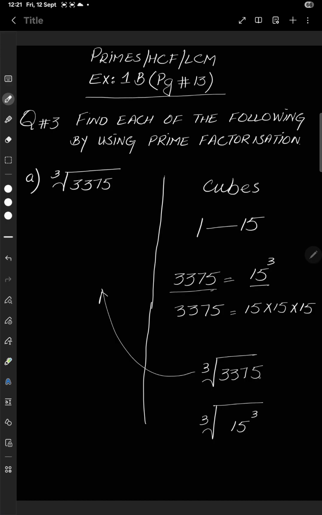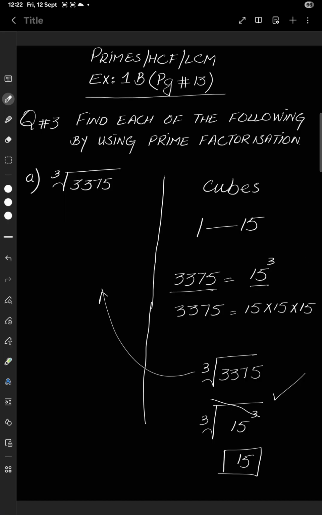So this is the other way of writing 3375 as 15 cube, because we all know cube root loves to eat cube, so that's why we will convert the inside number into a cube. As soon as cube root sees a cube, it will eat the cube and go away, and our answer will be 15, right?